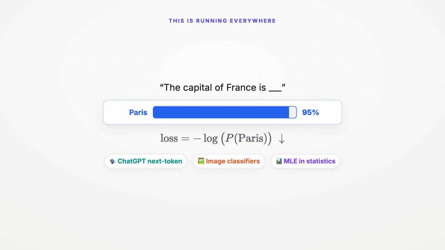Image classifiers use the exact same loss. And in classical statistics, maximum likelihood is how we fit almost every model, from linear regression to logistic regression. One idea showing up everywhere.